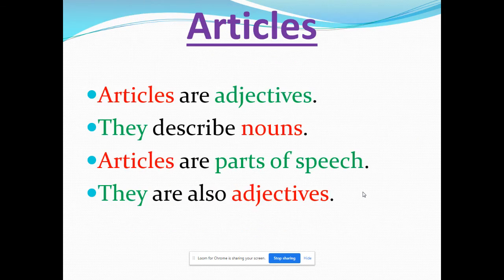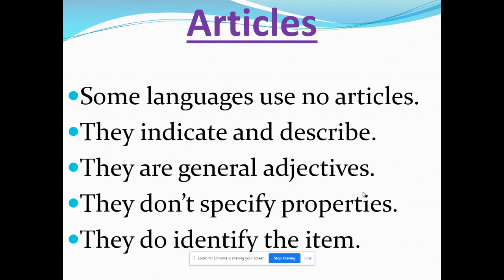Articles are adjectives. They describe nouns. Articles are also parts of speech, and they are also adjectives. Okay? So again, articles are adjectives. They describe nouns. Some languages use no articles. They indicate and describe. They are general adjectives, and they don't specify properties. They do identify the item.